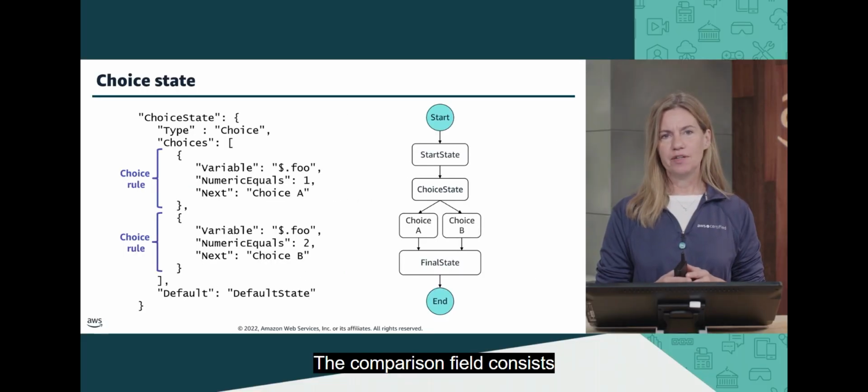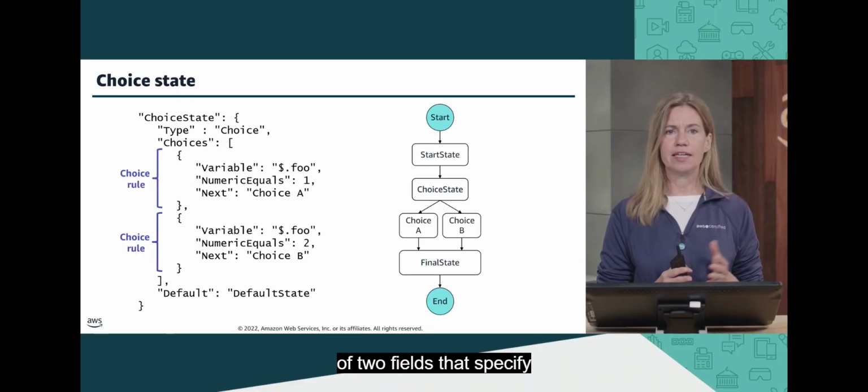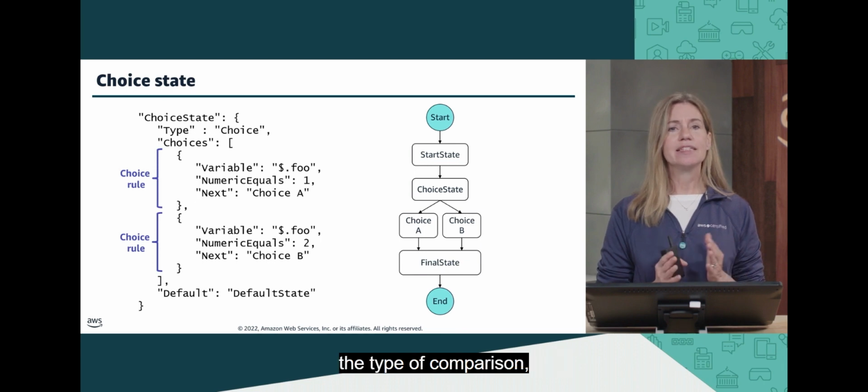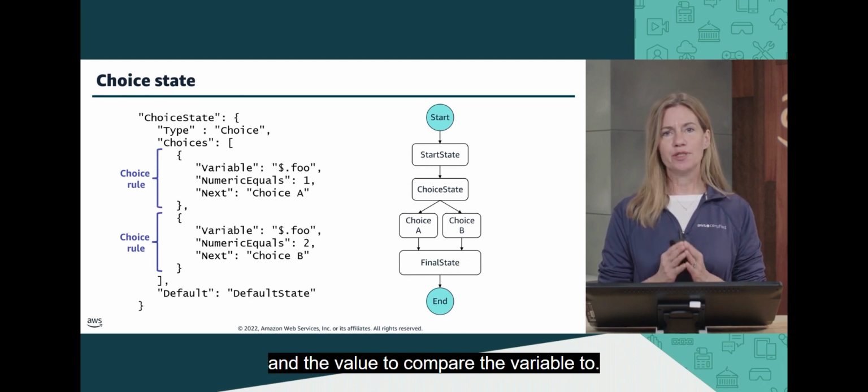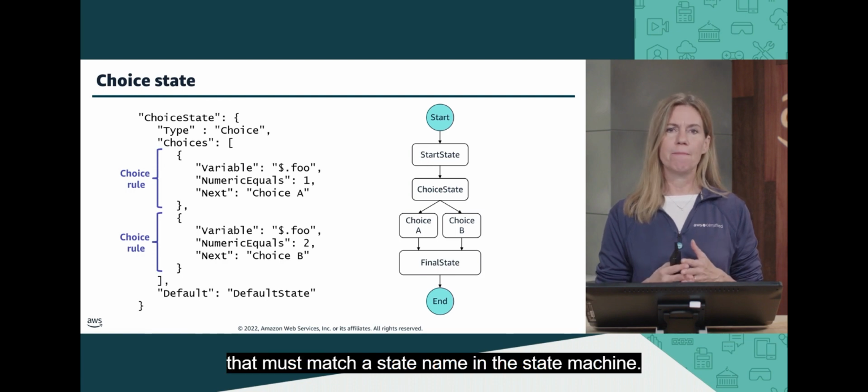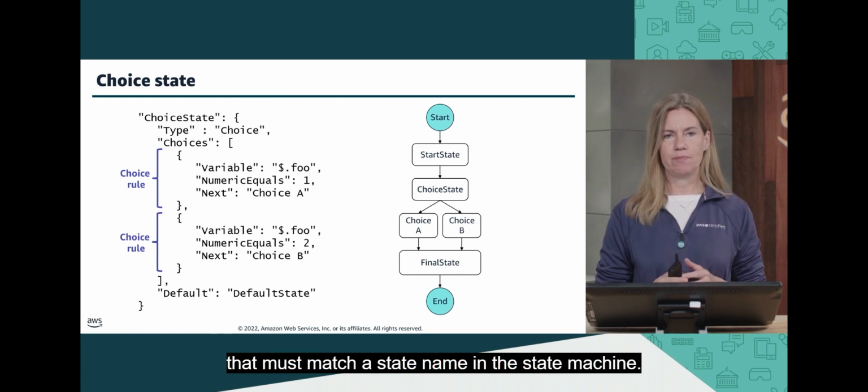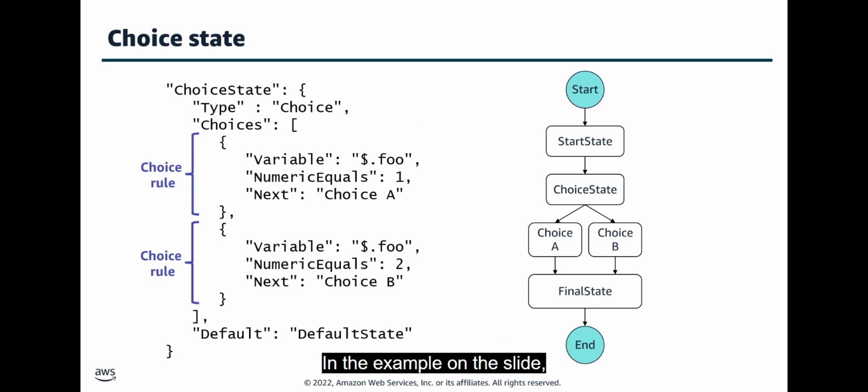The comparison field consists of two fields that specify an input variable to be compared, the type of comparison, and the value to compare the variable to. The next field contains a value that must match a state name in the state machine. In the example on the slide, the first choice rule checks whether the numerical value is equal to 1. The second choice rule checks whether the numerical value is equal to 2.